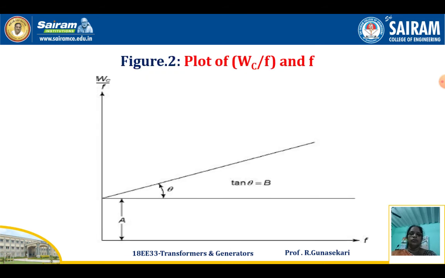In the diagram you see the A value. This is the intercept of the line, and it gives the constant A value. And here is the slope of the line, that is theta, and tan theta is equal to B. From this we can calculate the constant B value.